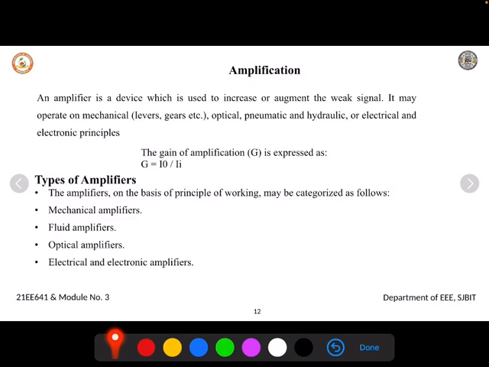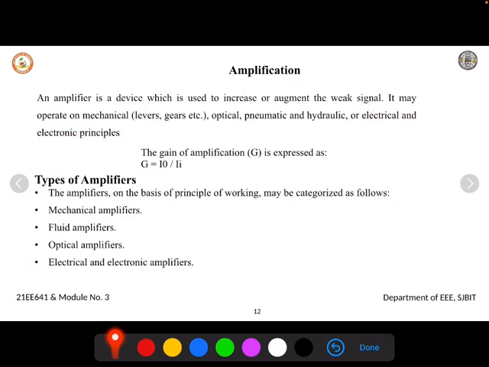Based on that, amplifiers are used. An amplifier is a device which is used to increase or augment a weak signal. If the signal is weak, we strengthen it so that it is able to be measured, recorded, or used for process control in a given system. It may operate on mechanical principles, which are levers, gears, etc., or optical, pneumatic, hydraulic, or electrical and electronics principles.